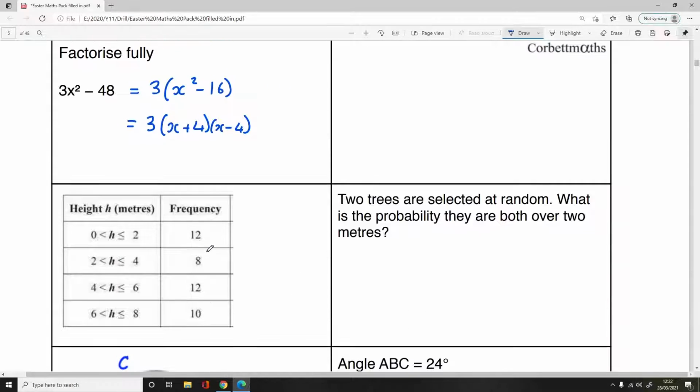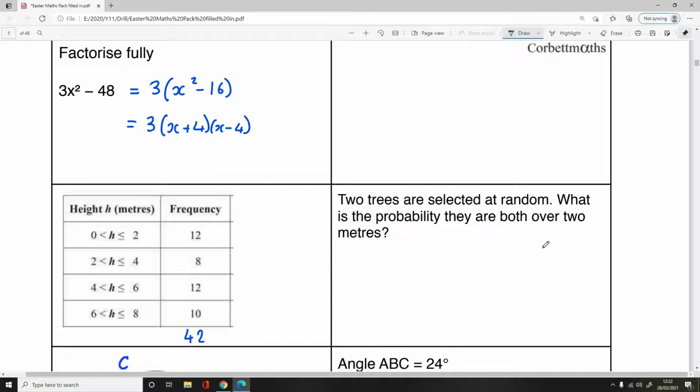Okay. Next question. 2 trees selected at random. What's the probability they are both over 2 meters? So to answer this, we need to know 2 things. We need to know how many trees there are and how many trees are over 2 meters. For how many trees there are, we can just add up the frequencies. This will give us a total of 42.